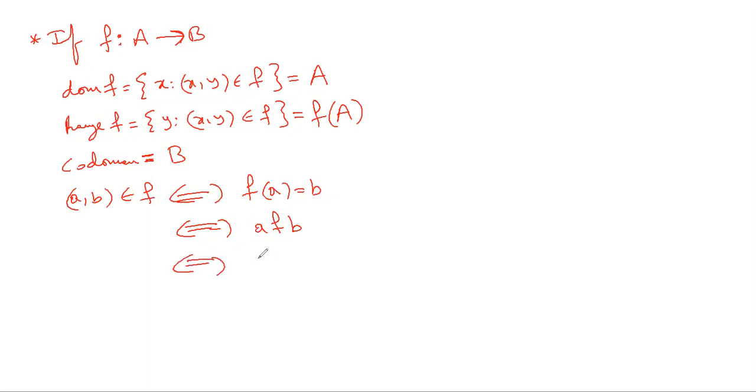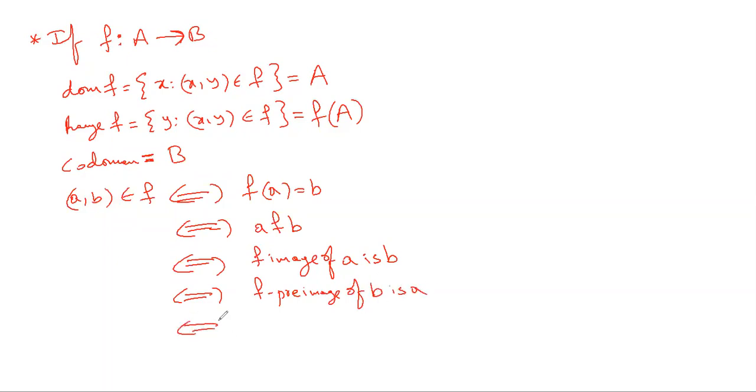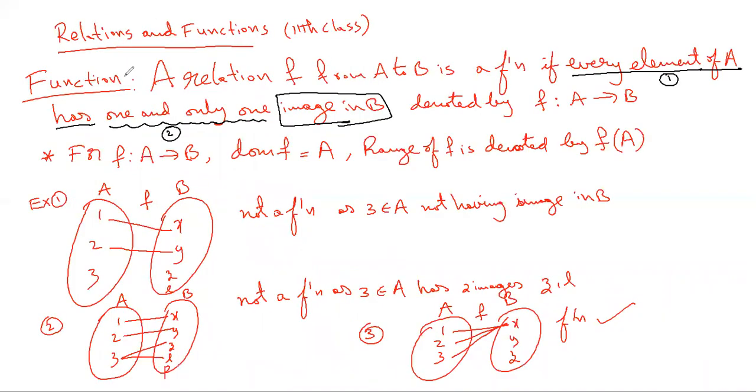Next, f image of A is B. f pre-image of B is A. And also you can have this arrow diagram notation. f is a mapping from A to B. Function has another name called mapping. Function is also called a mapping.